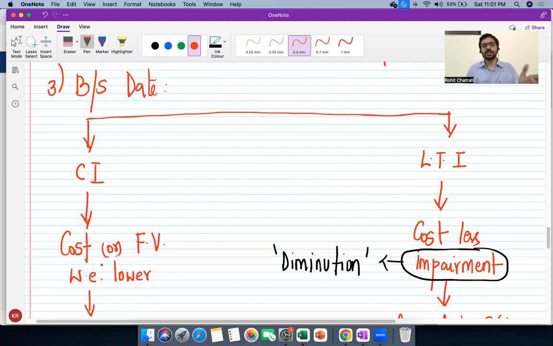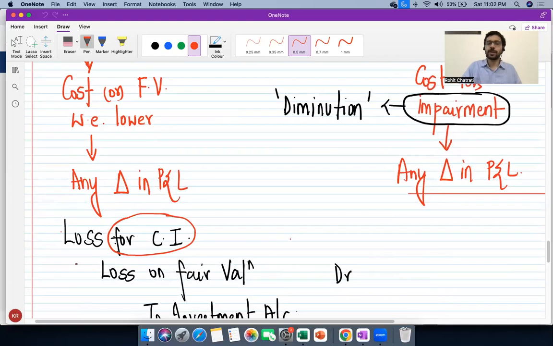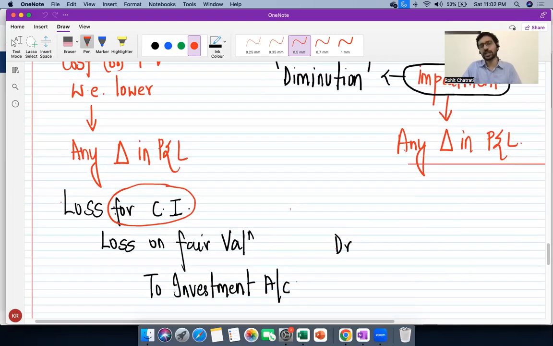So I purchased something for 700. I am holding an asset whose value on the balance sheet date is 670. I will be recognizing a loss in the books of accounts, and the entry for that is going to be loss on fair valuation account debit, investment account credit. If there is any loss that I'm incurring, I will be recognizing that loss in my P&L account. Once I recognize that loss, the entry will be loss debit 30 rupees, investment credit 30.